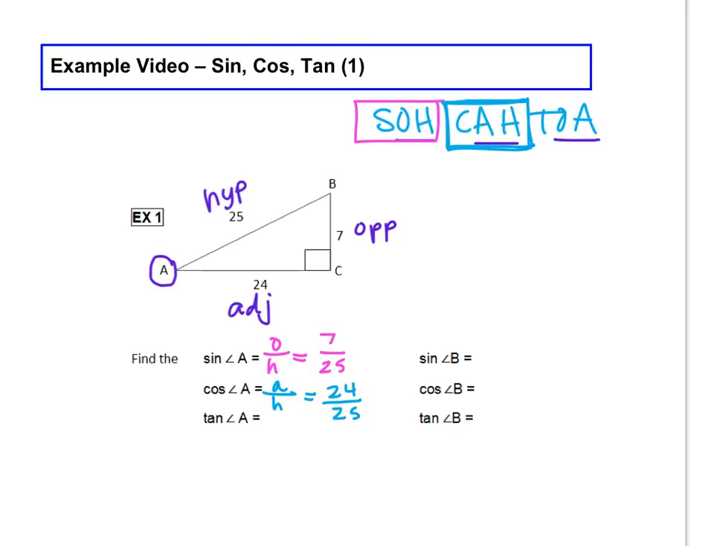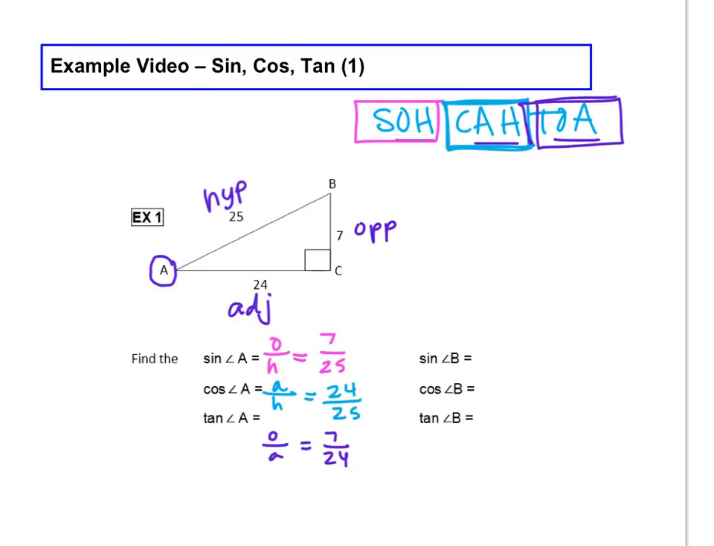All right, and then last we have TOA, tangent. So tangent is equal to the opposite over the adjacent. Well, the opposite side is 7, and the adjacent side is 24, and that can't be reduced, so that's our final answer. So not too bad, especially if you have all three sides labeled as the hypotenuse, adjacent, or opposite sides. So now we have to find the sine, cosine, and tangent of angle B.